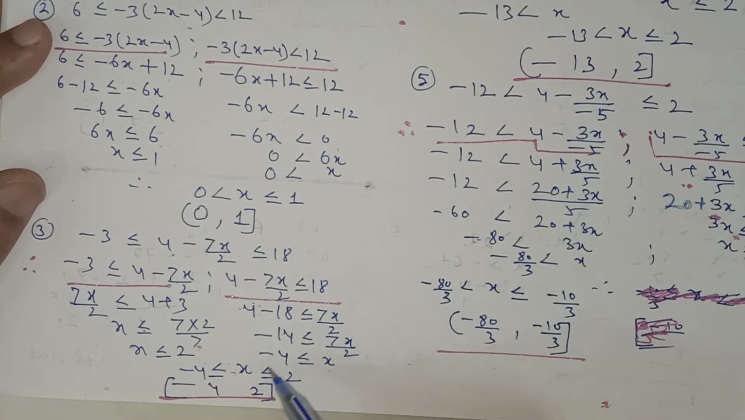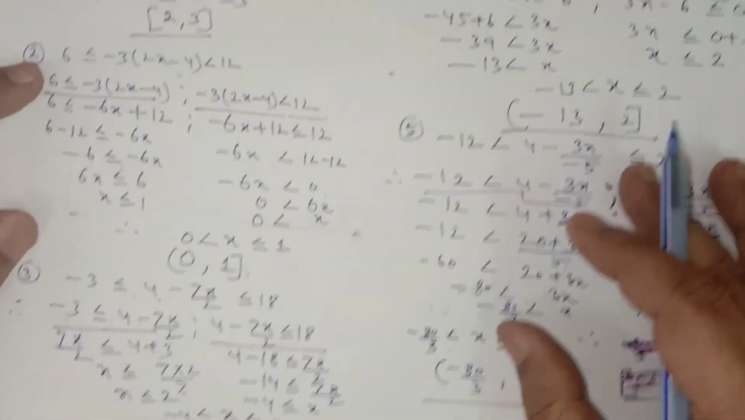So the value of x is greater than equal to minus 4 and less than equal to 2. Combine it again as in the question. So the value of x is greater than equal to minus 4, less than equal to 2. So closed interval will be there for minus 4 as well as for plus 2.